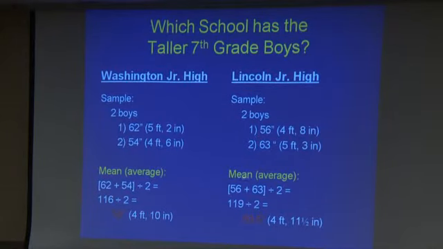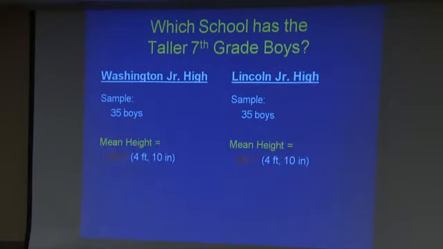We do a similar kind of calculation for Lincoln Junior High, 59.5 inches. So now our conclusion kind of reverses. It looks like Lincoln Junior High is a little taller. So let's assume there's 100 7th grade boys in each of these schools, and we sampled 35 from each. So now we've got a sample of 35.